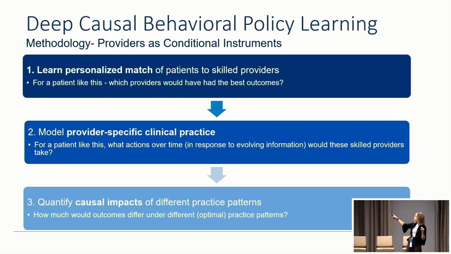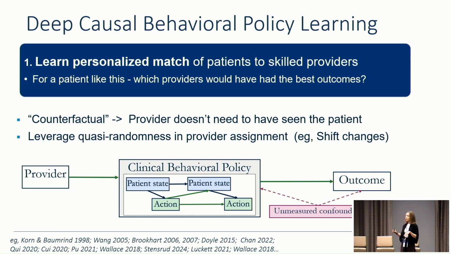The second step is modeling provider-specific clinical practice. And here we're leveraging this large clinical behavioral model, but then fine-tuning it to the behavior of specific providers. And then the third, we can put that together and actually say, okay, what are the causal shifts and outcomes we'd expect to see by changing practice patterns in these ways? So I'll say a few words about each of these.